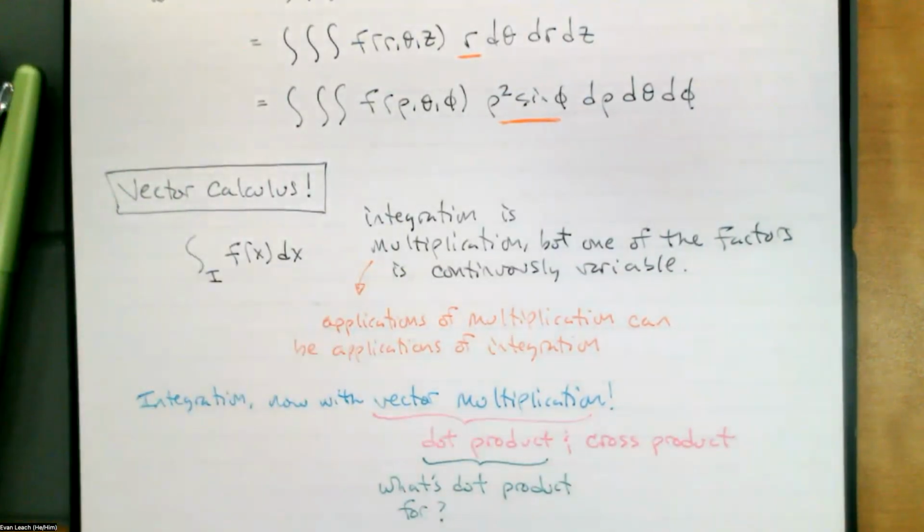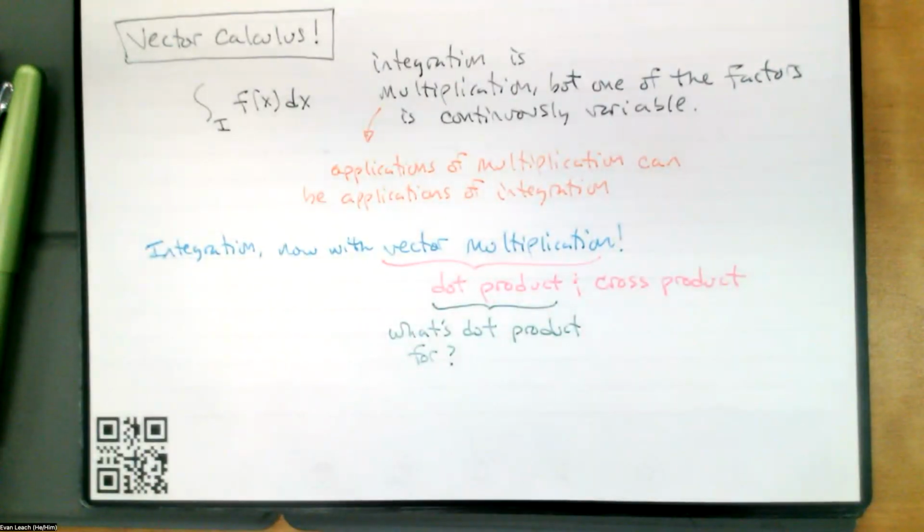We've got to think, what's dot product for? In the same way, when we're thinking about what we can do with just plain integration, what's multiplication for? Here's one, length times width. Distance is equal to rate times time. Those are your classic examples of engineering calculus integration problems. So what does dot product tell us?